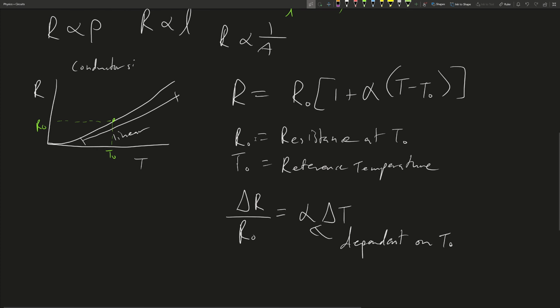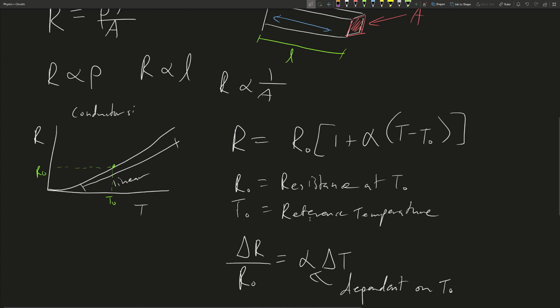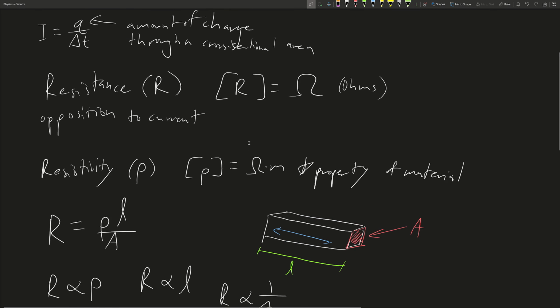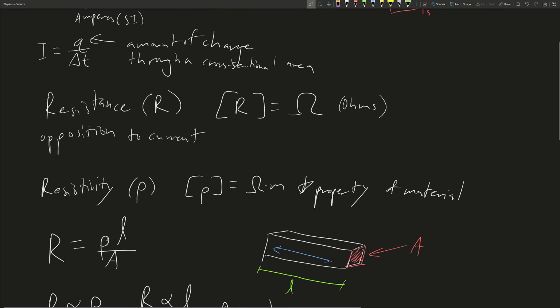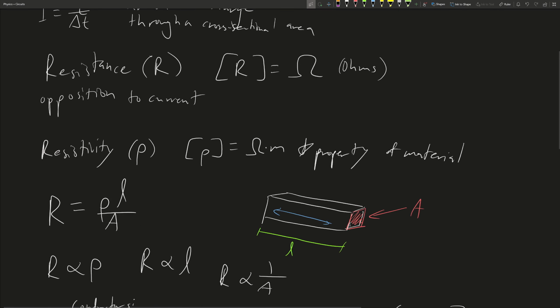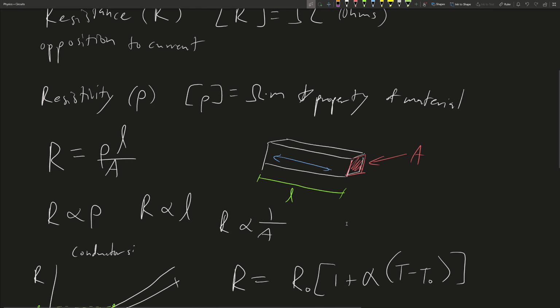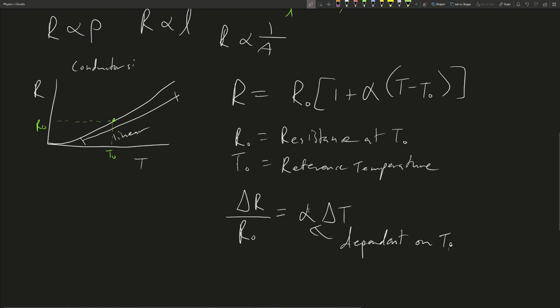So resistance is dependent on temperature here, and for conductors, it'll increase linearly with the change in temperature. And it's also dependent on the geometry and property of the material it's made out of. So for a resistor, the resistance will depend on the cross-sectional area, the length of it, the resistivity of the material, and the temperature it is at.